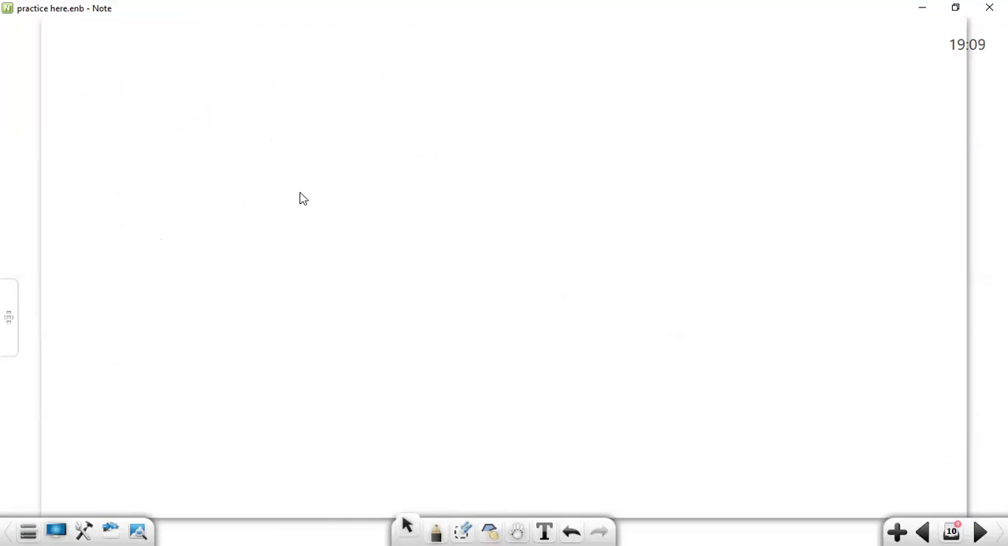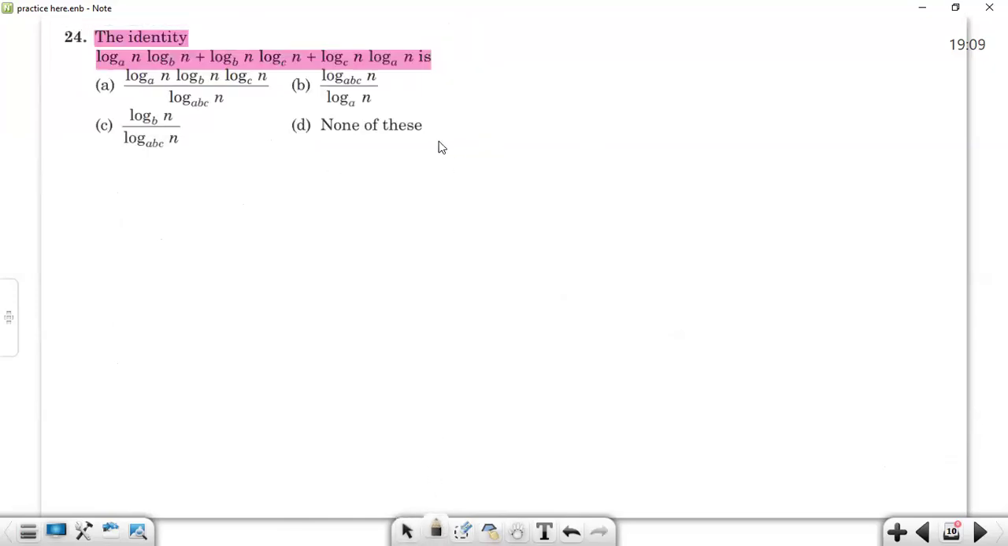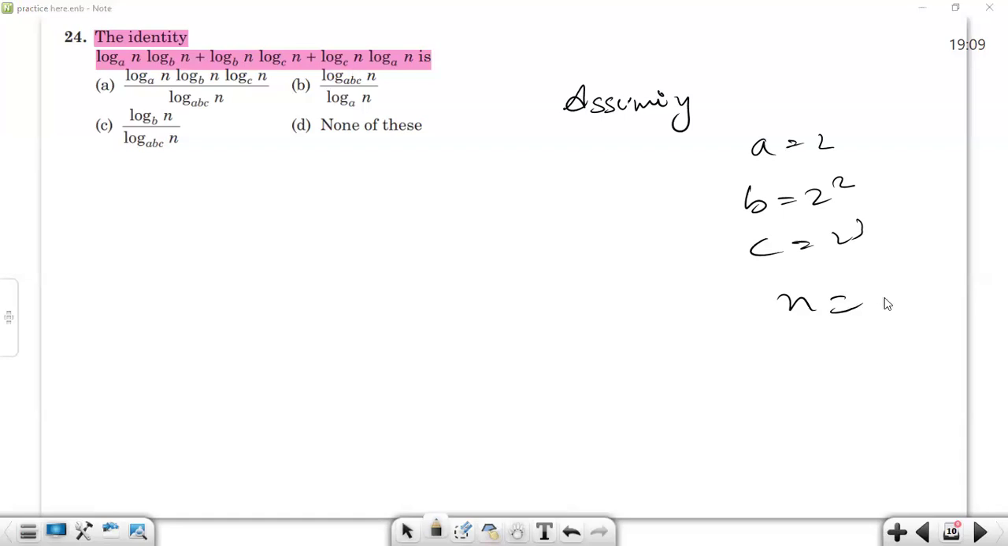So simply, this was our question, and if we didn't want to solve it, we can directly assume. Why have we assumed 2 in terms of power only? Because we know it will be convenient for us to solve. So a as 2, b as 2 raised to power 2, c as 2 raised to power 3, and n as 2.